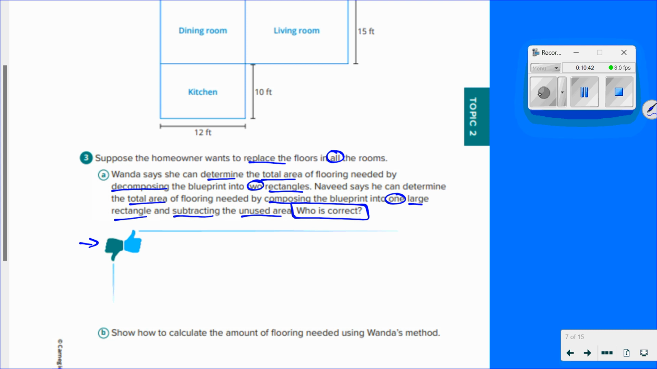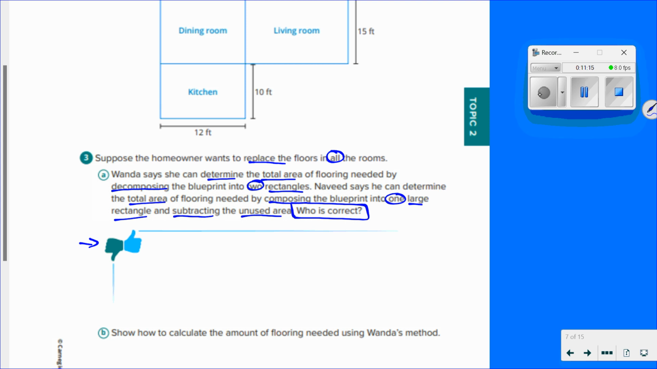Appreciate that. Secondly, let's take a vote. Who thinks that only Wanda was correct? 4 of you? Wanda, but only Wanda. Okay, hands down, how many think only Naveed was correct? Good. You're getting some variety. How many think that both of them were correct? Interesting. How many think both of them were wrong? Good. So everybody saw that at least one of the methods worked.